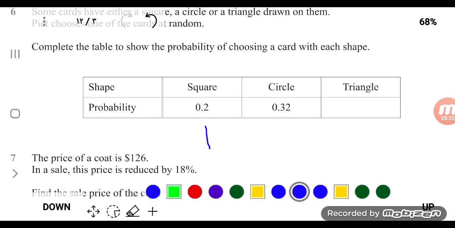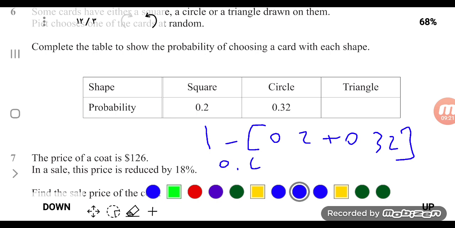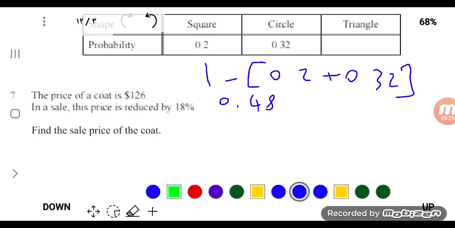So 1 minus, open bracket, 0.2 plus 0.32. And on the calculator, this will be 0.48. 0.48, and that is the answer. Now let's see the next one.